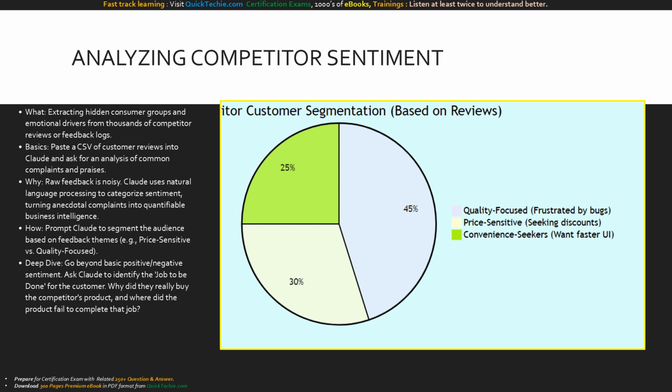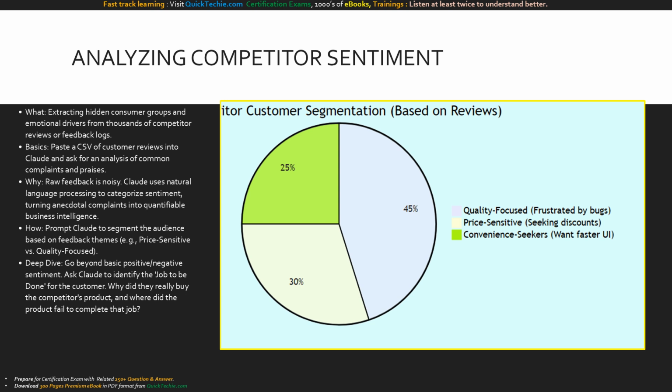This pie chart represents the kind of advanced segmentation Claude can generate from a raw dump of unstructured reviews. Instead of a generic 3-star average rating, Claude has clustered the qualitative feedback. We see that 45% of the competitor's audience is quality-focused and frustrated by bugs, 30% are price-sensitive, and 25% value convenience above all.